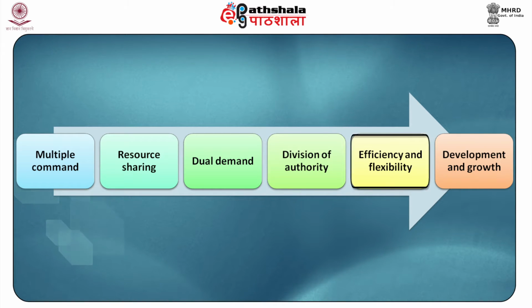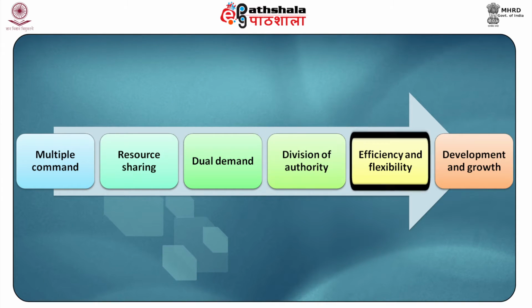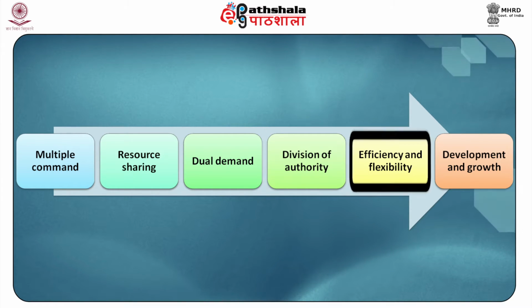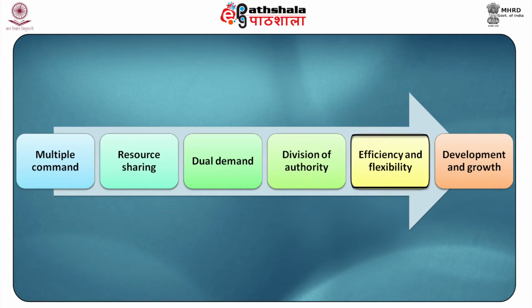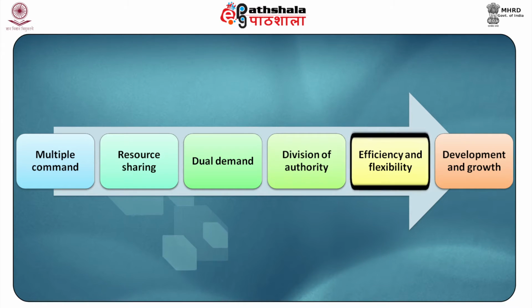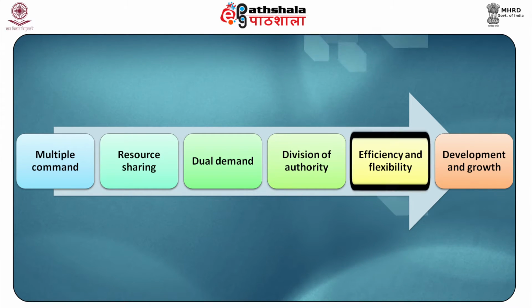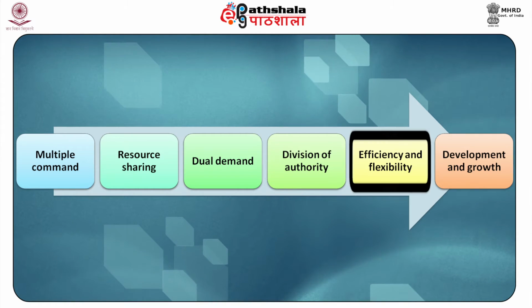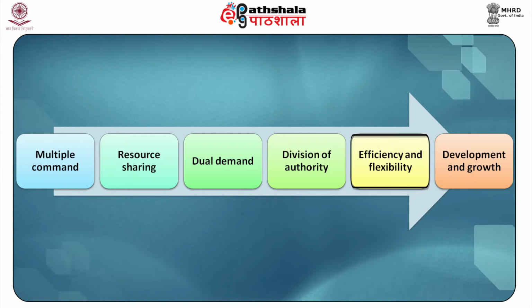The next characteristic of matrix structure is efficiency and flexibility. Matrix structure allows efficient utilization of resources such as manpower, as they can be freely allocated across various projects. Due to constant interaction between project units and functional departments, there is better communication which encourages more efficiency and flexibility. Decisions can be taken by quickly adapting to the changing environment.